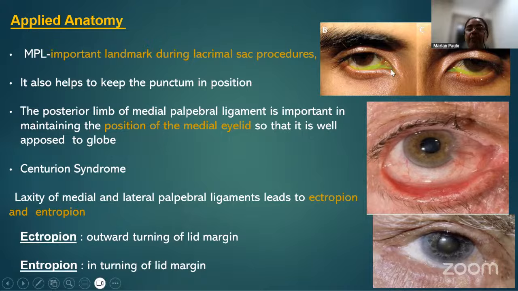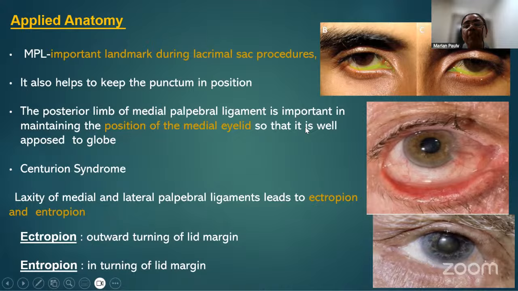In Centurion syndrome, the medial palpebral ligament is attached very anteriorly because of the peculiarity of the nose. So in that case, the punctum will be away from the globe, and a young patient can present with chronic epiphora. It is usually bilateral, as you have seen in this picture. The posterior limb of the medial palpebral ligament is important in maintaining the position of the medial eyelid so that it is well opposed to the globe.